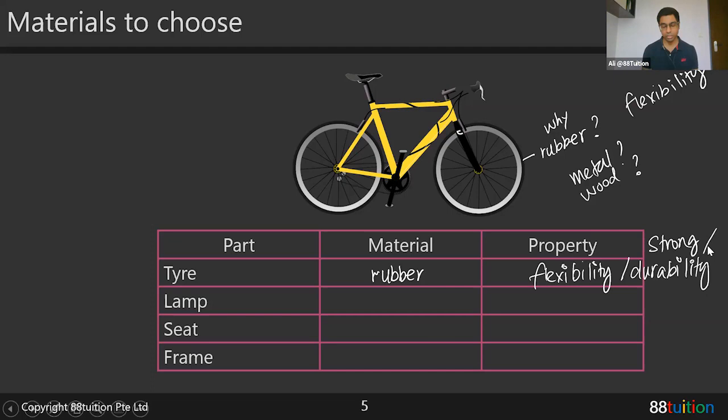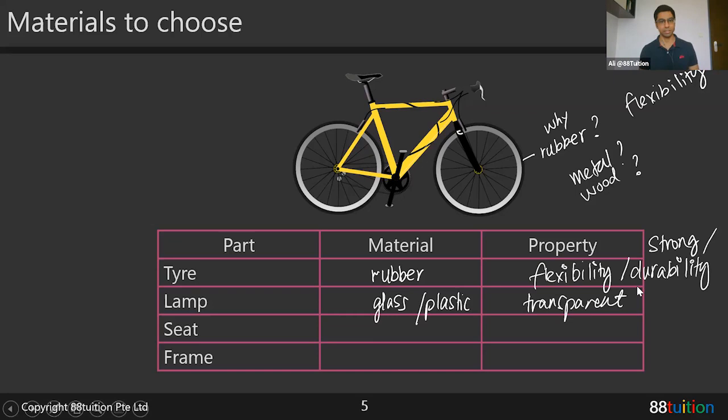The lamp, okay, obviously you need to use glass or plastic for the light to shine through. Because it's transparent. If you use an opaque material, you cannot see the light. Light cannot pass through. So in the expensive bikes, they use glass. You want to be premium. In the cheaper bikes, they use plastic.